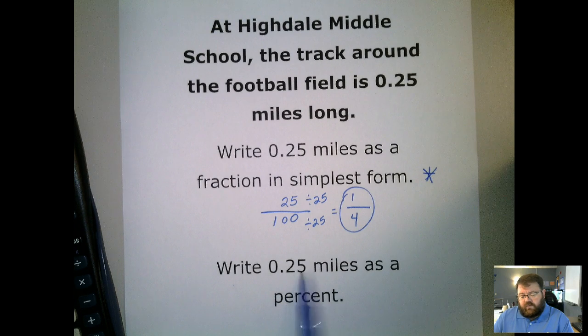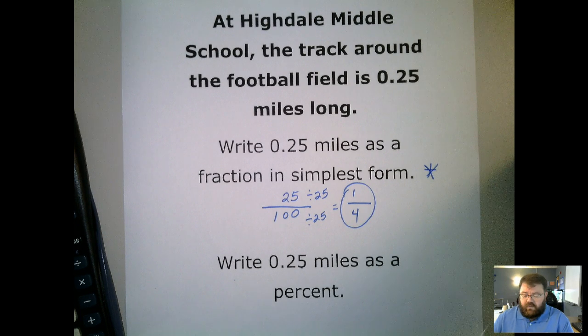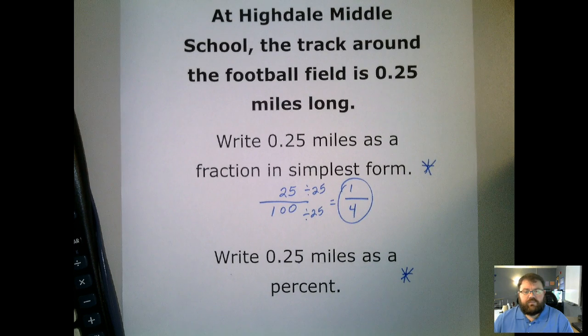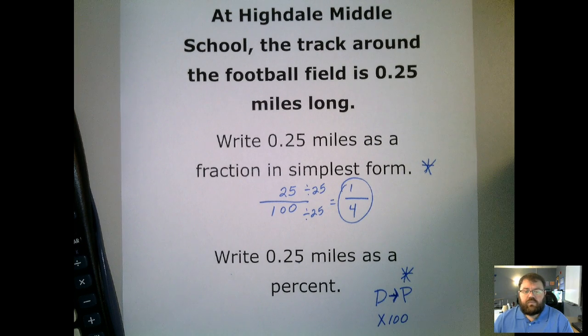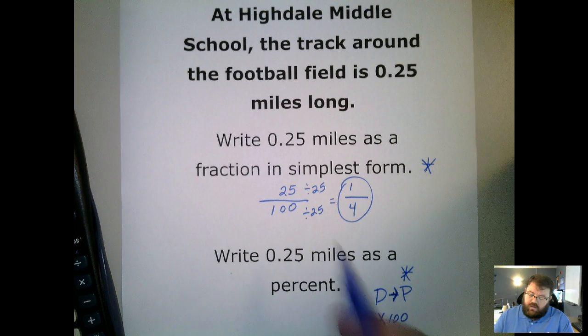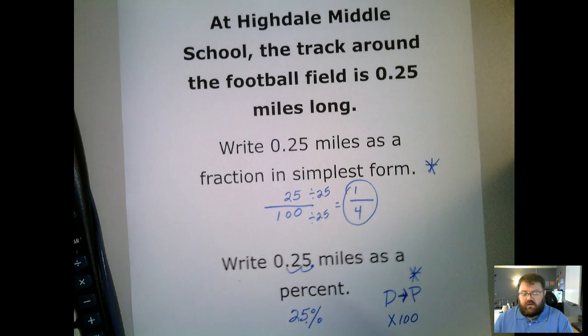Write 25 hundredths miles as a percent. Okay, pause the video, answer the question. So here we're moving from a decimal to a percent. And when you're moving from a decimal to a percent, you are going to need to multiply by 100. When you multiply this by 100, you move it 2 places to the right, and you get 25%. So the track is 25% of a mile.